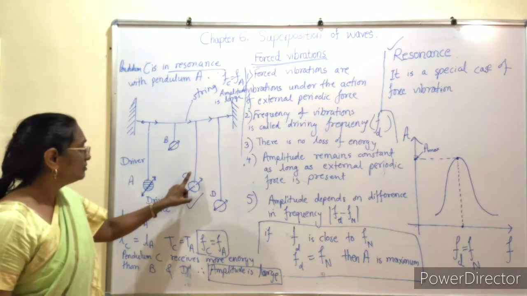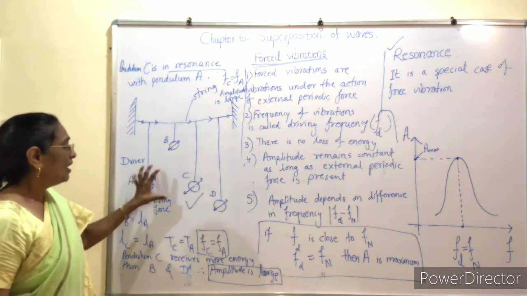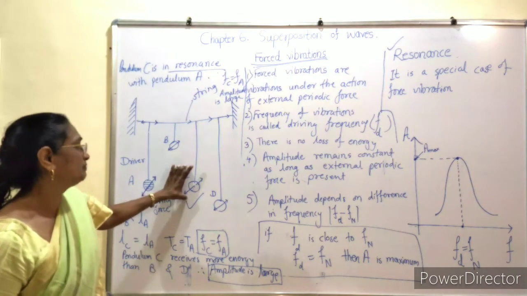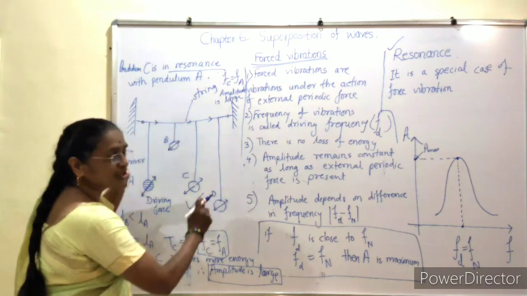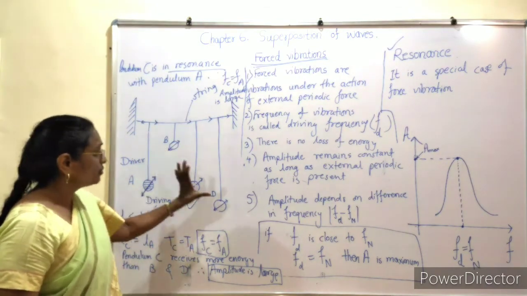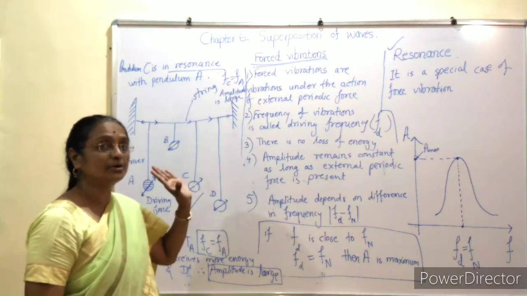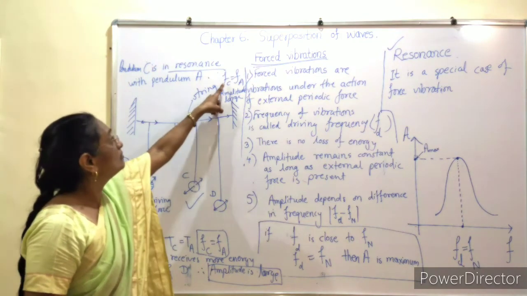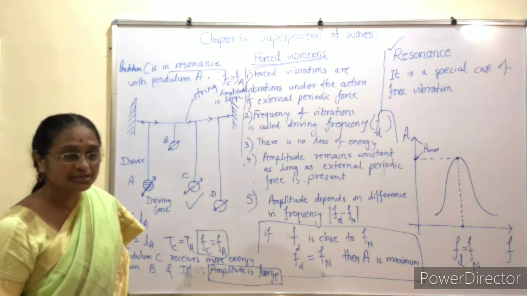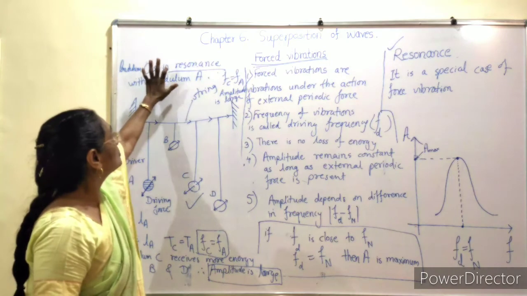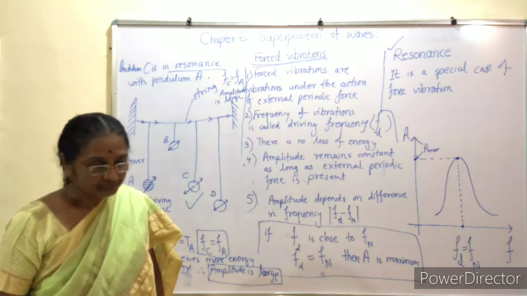But here C has the same length, meaning its frequency matching is easy, and as frequency matching is there, the amplitude of vibration is large. For B and D, the amplitude of vibration is small. Those vibrations are forced vibrations. For C also the vibrations are forced vibrations, but they are special, showing frequency matching as well as maximum amplitude. Therefore, we say that pendulum C is in resonance with A.